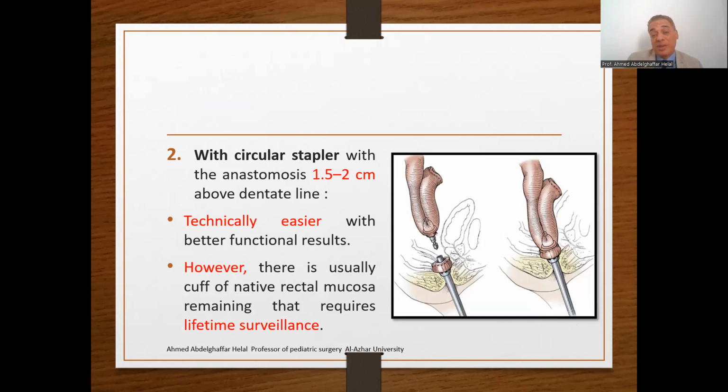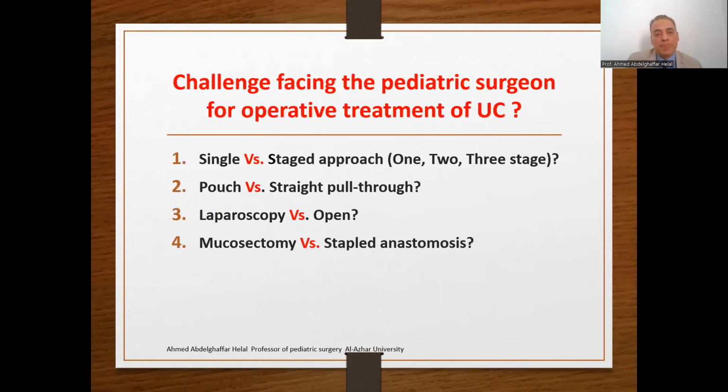So with circular stapler, it's an easier technique and it's less time consuming. However, there is usually a cuff of the native rectum that requires lifetime surveillance. So whether to perform a handmade anastomosis or an anastomosis with circular stapler is a matter of debate between pediatric surgeons.